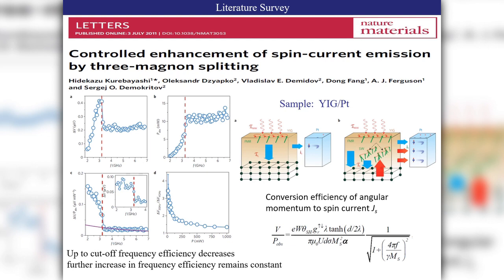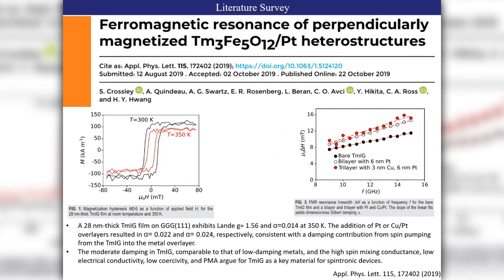with the help of a microstrip transmission line, and BLS spectroscopy was used to access the short wavelength spin waves. In this other classic material, TMIG, films were grown on the GGG substrate with PMA, on top of which heavy metal platinum was fabricated.